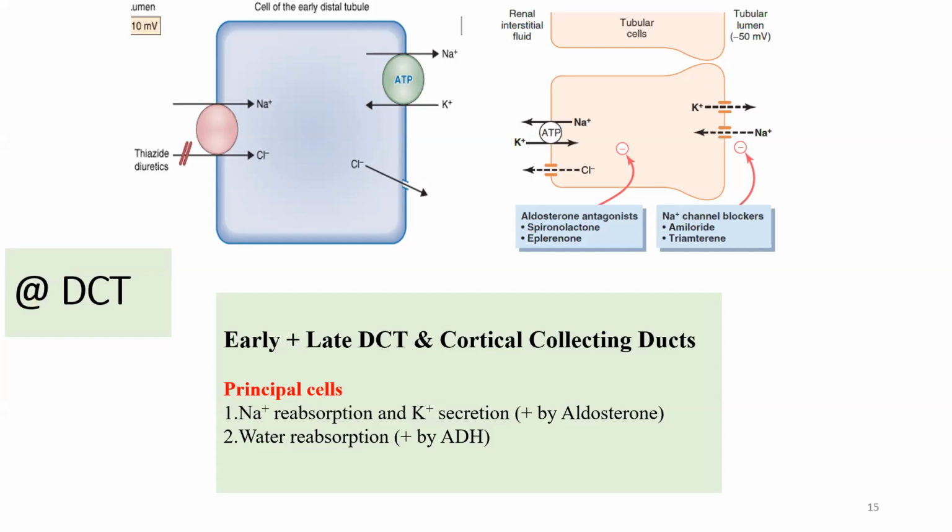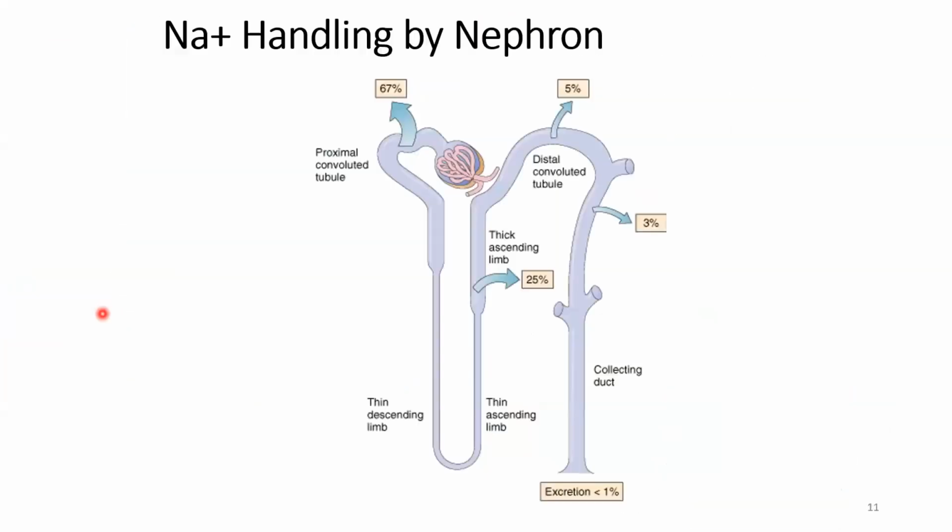So we are in the DCT. Just to give you the reference, this is where we are. The whole DCT segment, which then goes into the collecting duct. So there will be early cells. We call them the early DCT cells, and then the later part of the DCT. There is a slight differentiation.